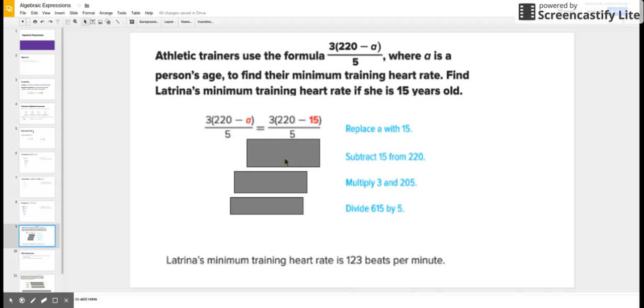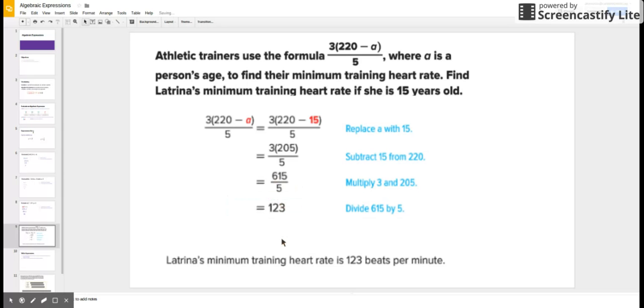So parentheses first, 220 minus 15 is 205 times 3. We're going to do whatever's in the top of the division bar first, and then we're going to divide by 5. So 3 times 205 is 615, divided by 5 gets you 123. So Latrina's minimum training heart rate is 123 beats per minute.